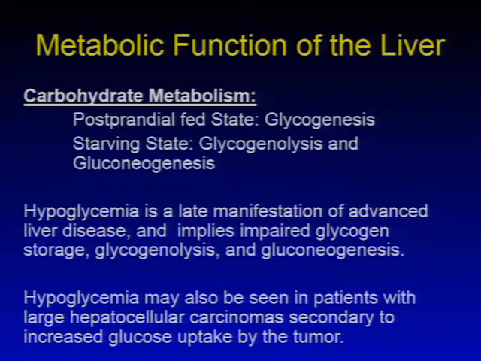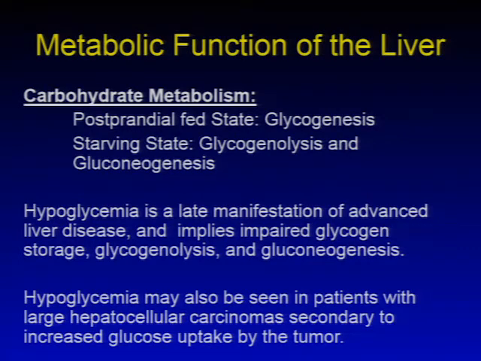We're going to next switch over to the metabolic functions of the liver. The liver plays an important role in metabolism. Let's start with carbohydrate metabolism. In the postprandial or post-fed state, the main function of the liver is glycogenesis. In the starving state, the liver will metabolize the glycogen and cause glycogenolysis and gluconeogenesis, where it produces more glucose.